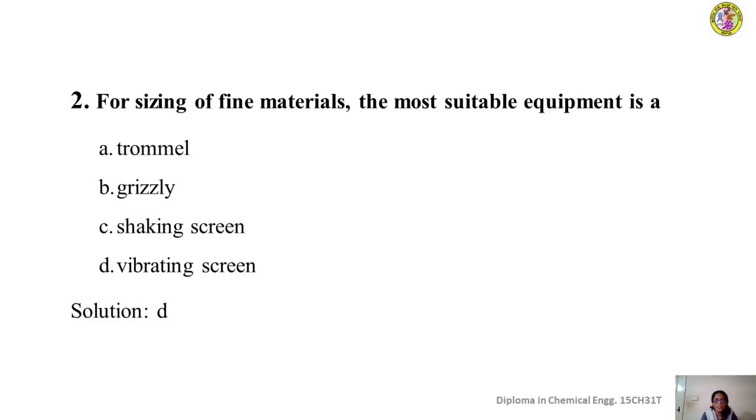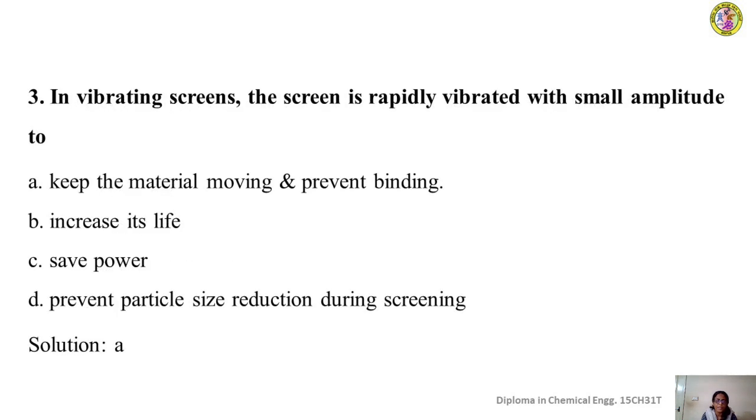For the sizing of fine materials, the most suitable equipment is a vibrating screen, because fine materials always have a tendency to block the openings in the given screen. So vibrating action is the most suitable action to prevent that binding of the screens. So the answer is the last one, option D.